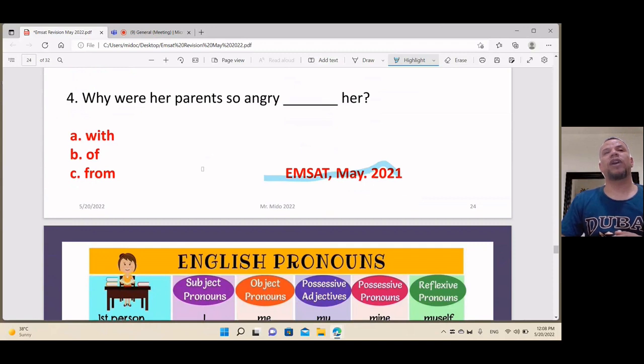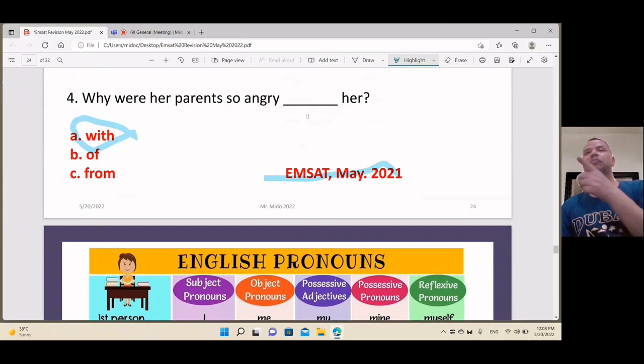EmSAT May 2021. Why were her parents so angry? Angry with a person, angry at an action. I'm angry at his bad behavior. I'm angry with him. I'm angry with Ali. I'm so angry at his bad behavior. So angry at with actions, angry with people.